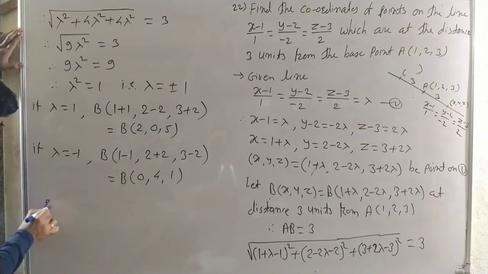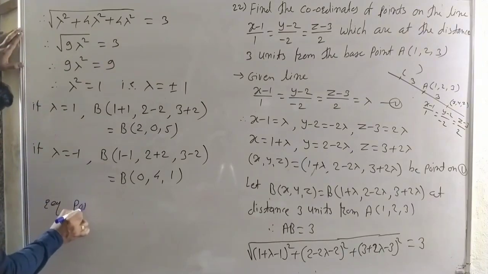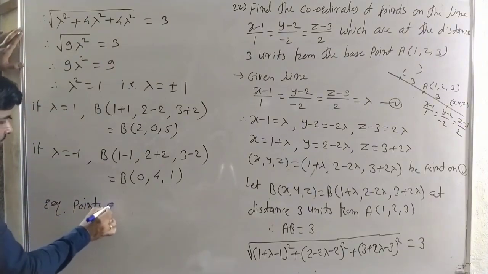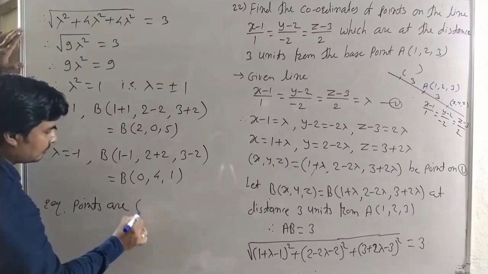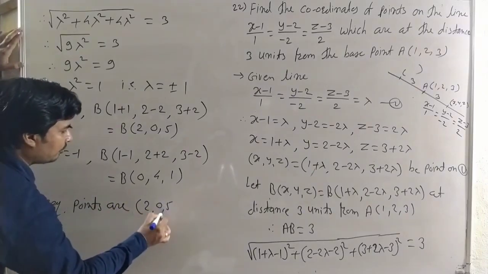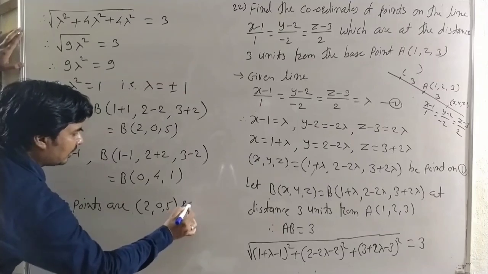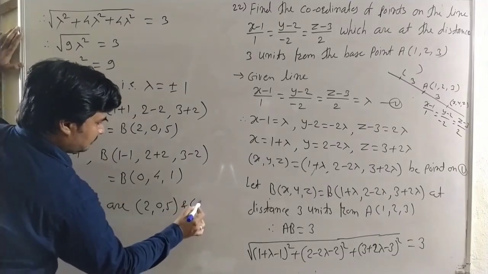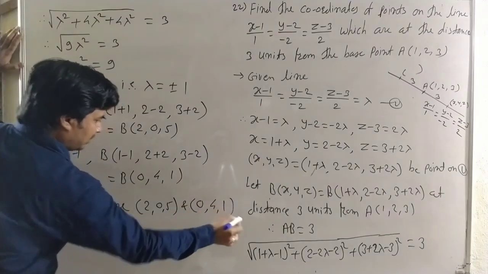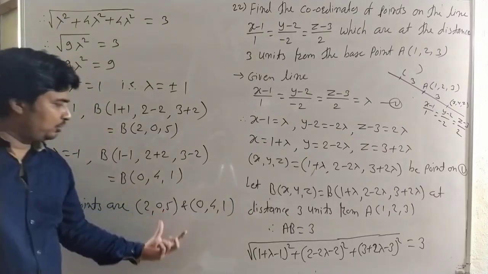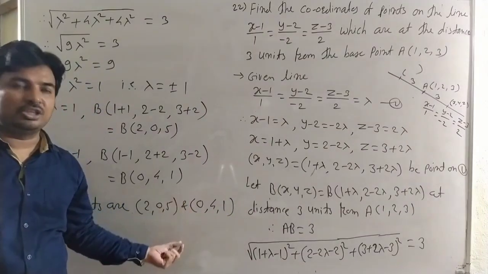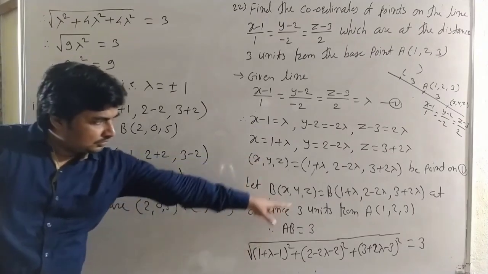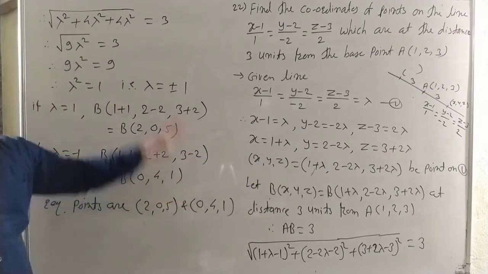That means the required points are 2, 0, 5 and 0, 4, 1. These are the 2 points which are at a 3 unit distance from point A, which is 1, 2, 3. Okay, see carefully this.